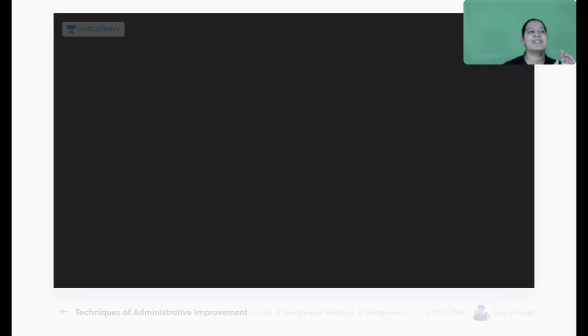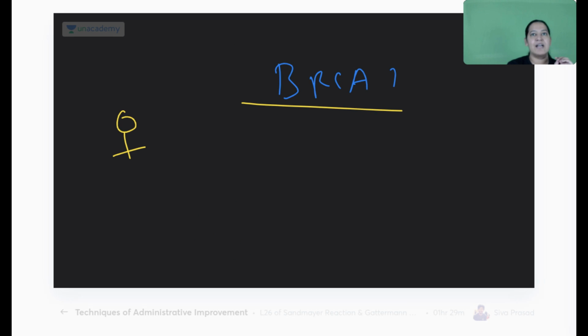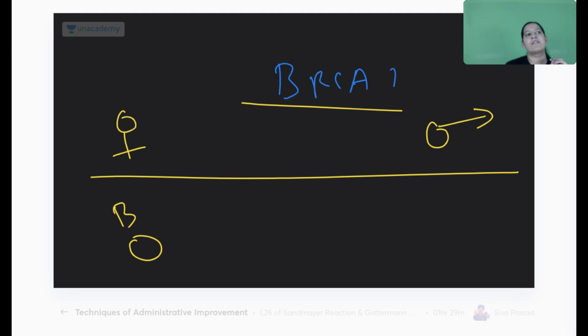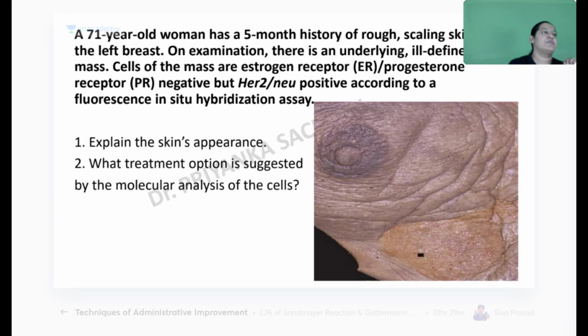So this is the summary, BRCA1 gene. If it is mutated in females, it results in breast and ovarian cancer. If it is mutated in males, it results in prostate cancer. Please learn it. Have you got it? This is the next image-based question in front of you from breast.